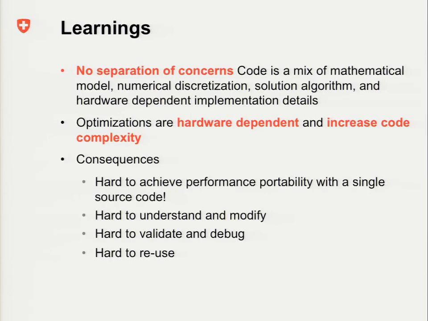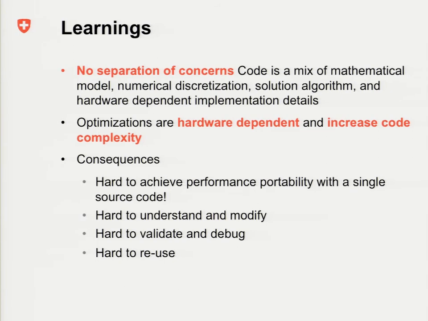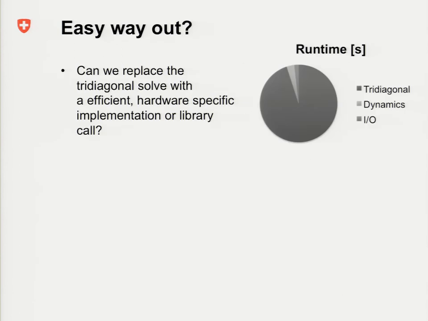So the consequences are that it's hard to achieve performance portability with a single source code. It's hard to understand and modify the code if it's been highly optimized. It's hard to validate and debug, and also hard to reuse because you can't just pick it out and give it to some other weather model because it will be very specialized for some hardware architecture. So is there an easy way out?